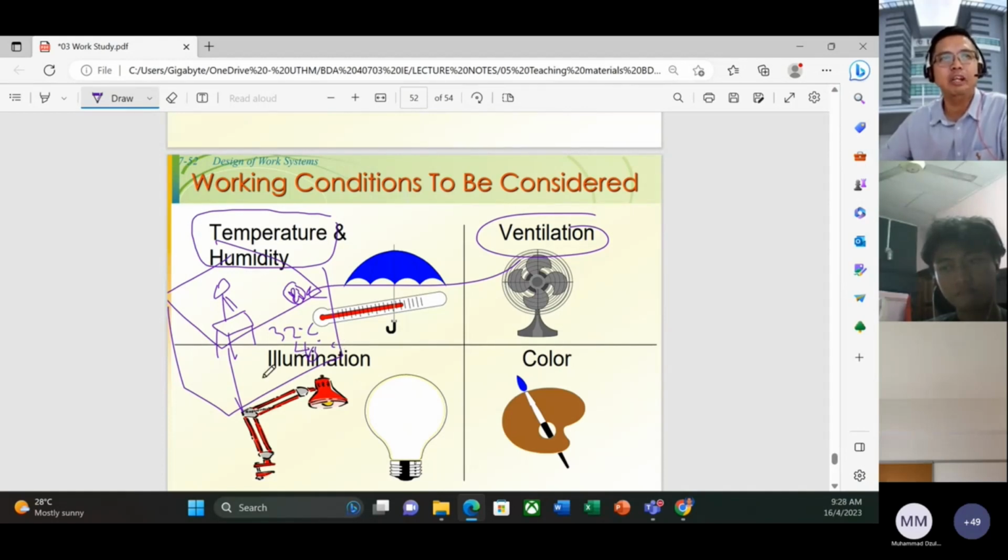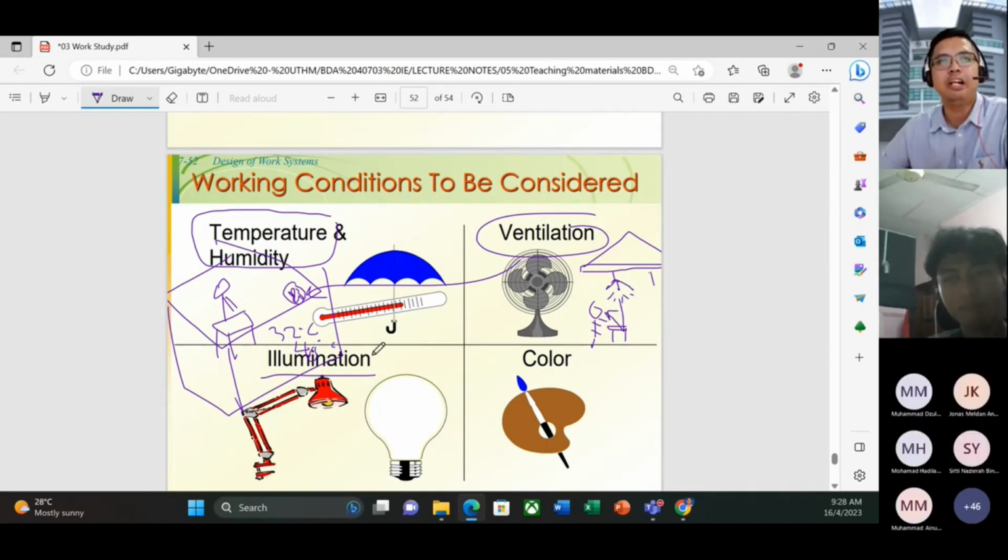And we need to consider illumination and lighting, how we want to design this workstation. This is a side view. This is the lighting, floor, roof. This is the roof here, and the ceiling. So we need to consider the lighting condition. Is it direct light or reflected light? We need to consider illumination.